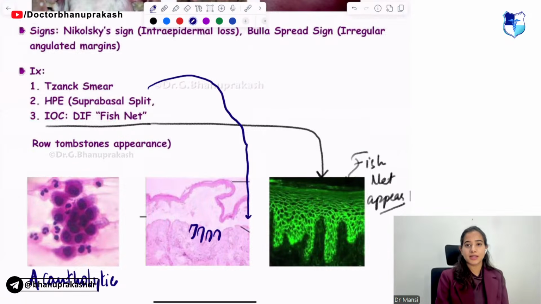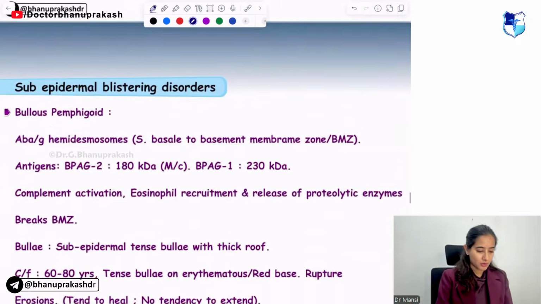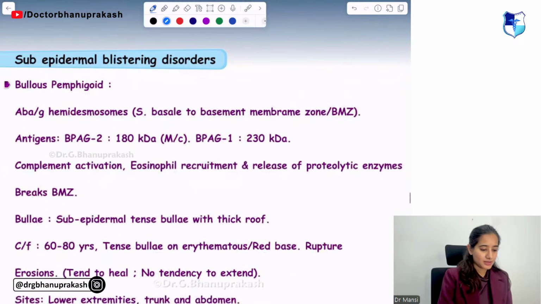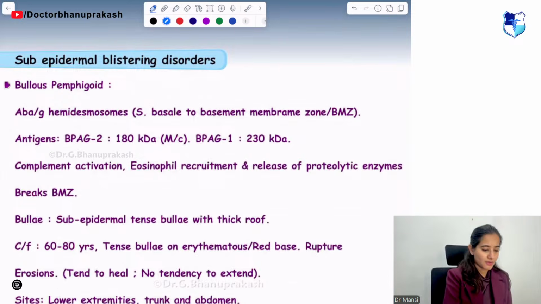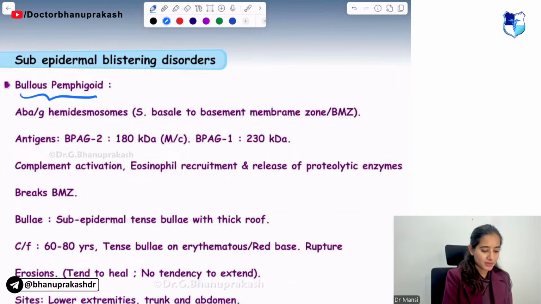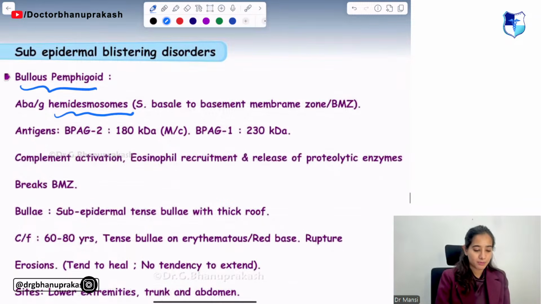So that is the takeaway for pemphigus foliaceus. There will be desmoglein 1, and in pemphigus vulgaris there is desmoglein 3 involved. Then in the subepidermal blistering disorders, we have bullous pemphigoid to discuss, where the antibodies are formed against the hemidesmosomes, which we saw in the basement membrane zone.